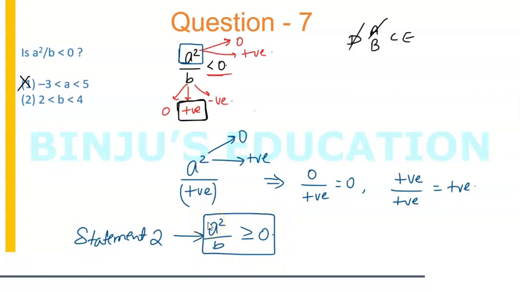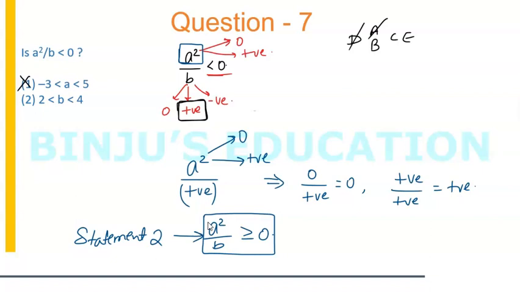Only using statement 2, I can say that A square by B will be greater than or equal to 0. So is A square by B less than 0? The actual question is: is A square by B less than 0? So our conclusive answer is no.